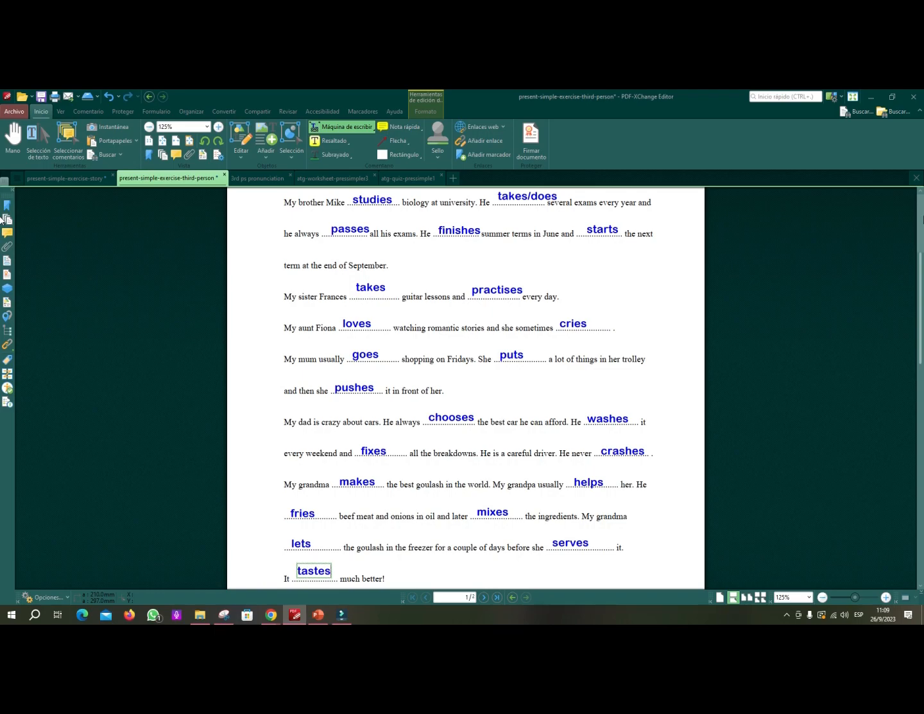He fries beef meat and onions in oil and later mixes the ingredients. My grandma lets the goulash in the freezer for a couple of days before she serves it. It tastes much better, right?